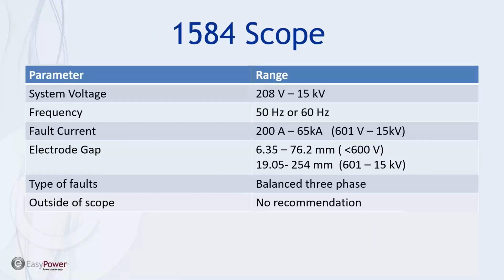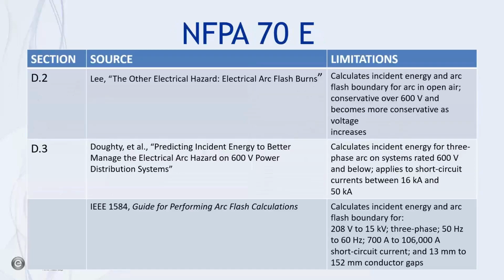Again, in the old days, in the initial release of 1584 in 2002, there was a recommendation to either extend 1584 calculations beyond the 15 kilovolt range or use Ralph Lee equations. That's no longer part of the standard, and so we're left in a little bit of a quandary on what to do, which is the confusion I'm talking about.